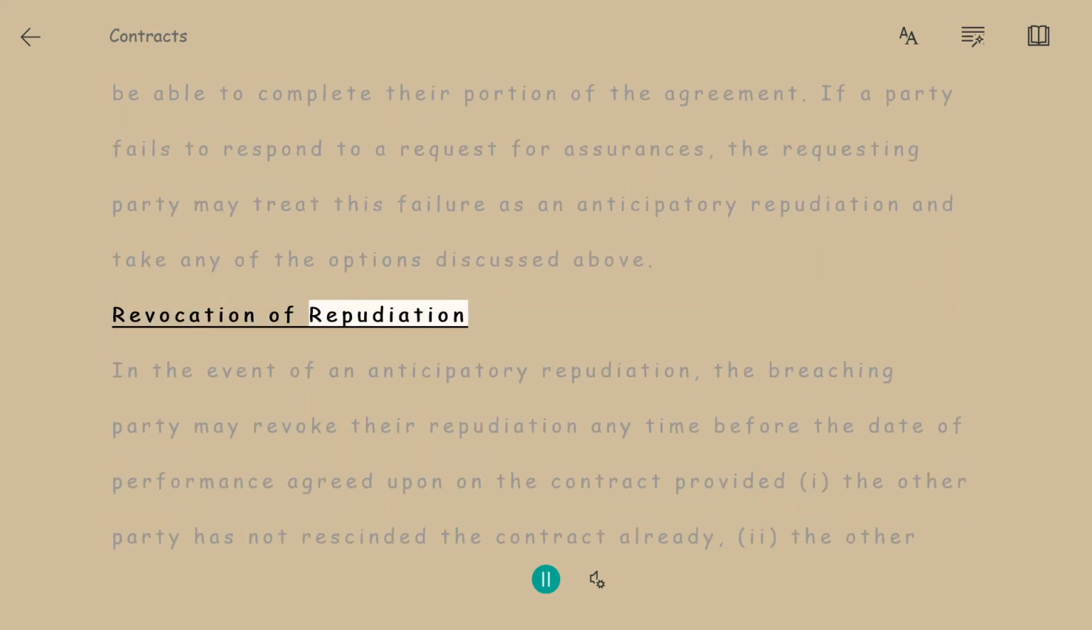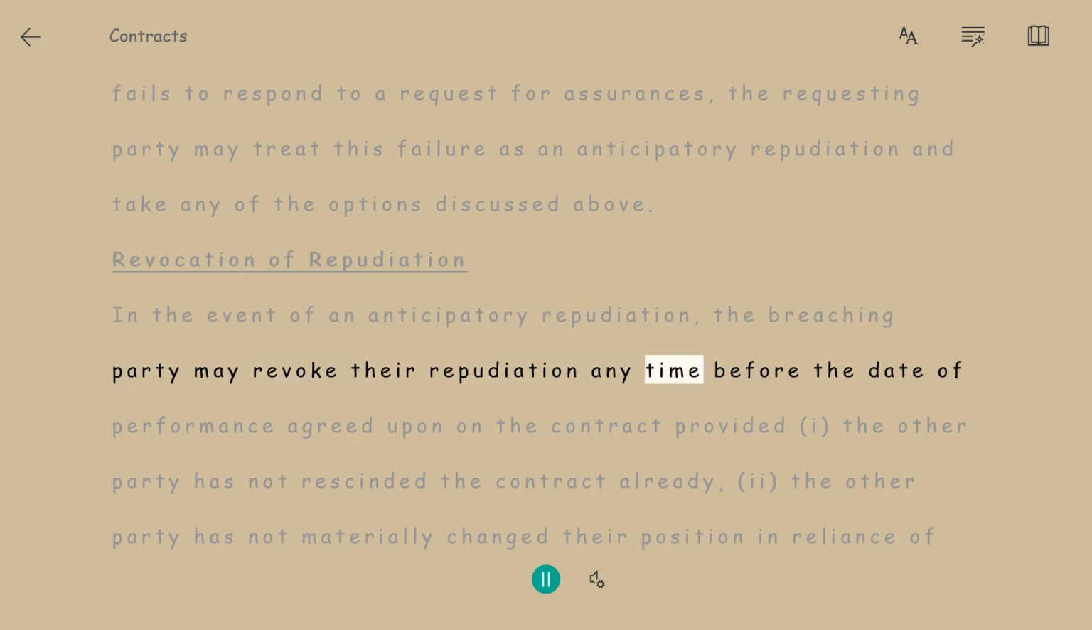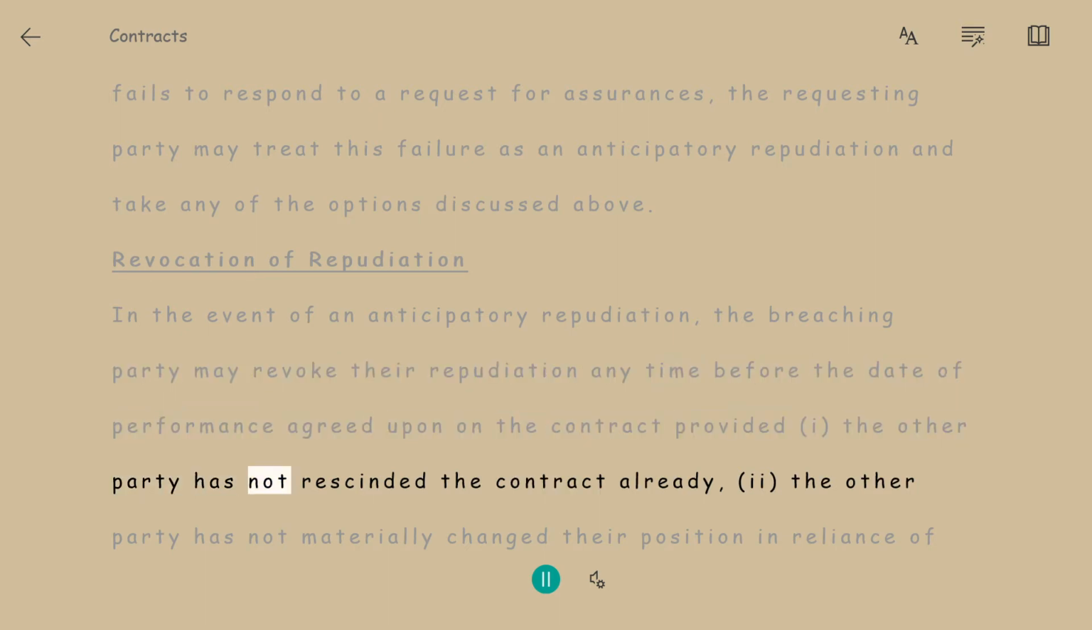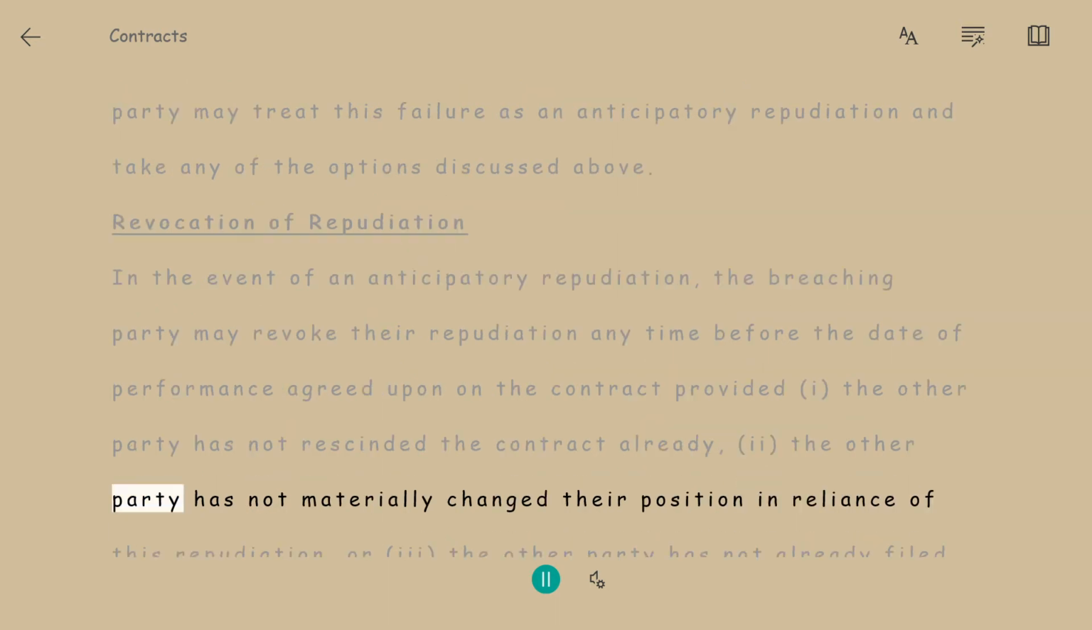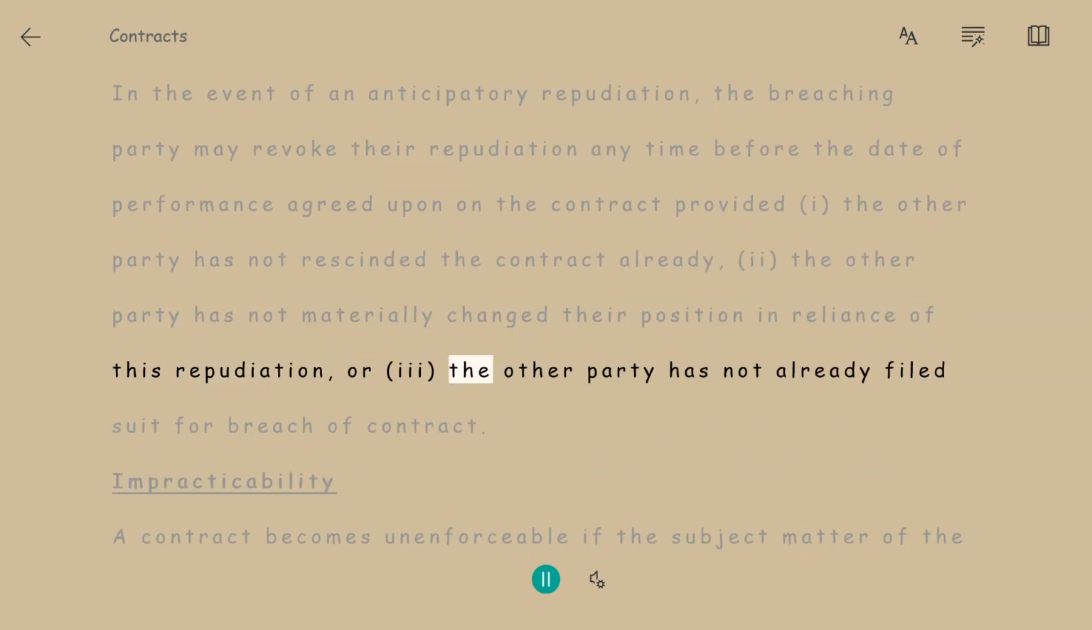Revocation of repudiation. In the event of an anticipatory repudiation, the breaching party may revoke their repudiation any time before the date of performance agreed upon in the contract, provided 1. The other party has not rescinded the contract already, 2. The other party has not materially changed their position in reliance on this repudiation, or 3. The other party has not already filed suit for breach of contract.